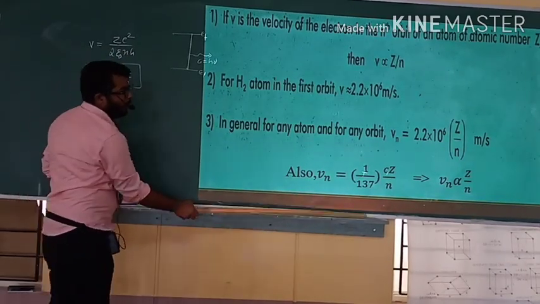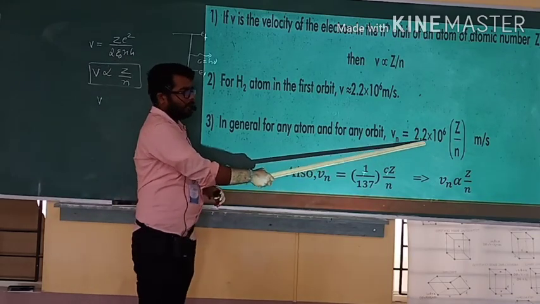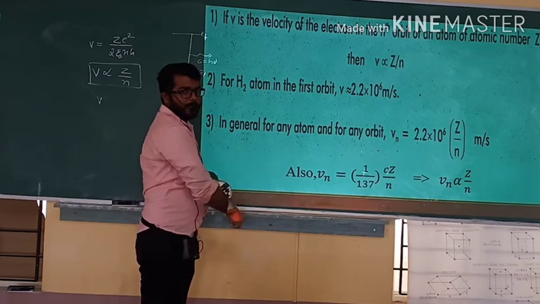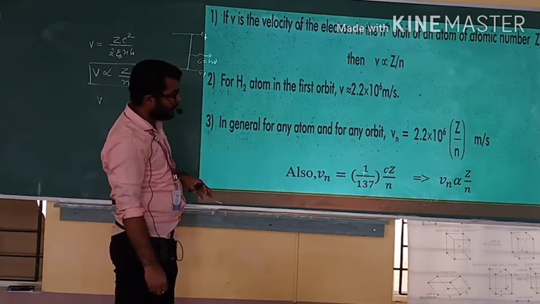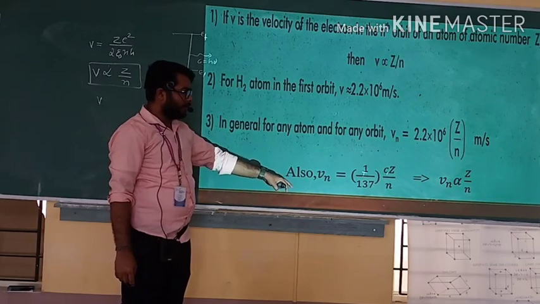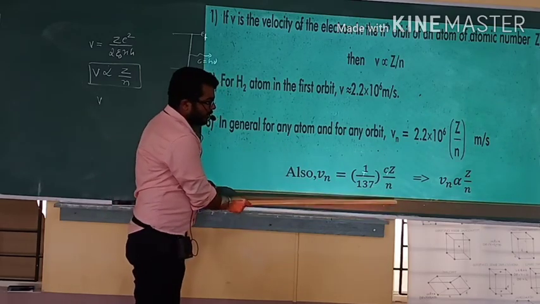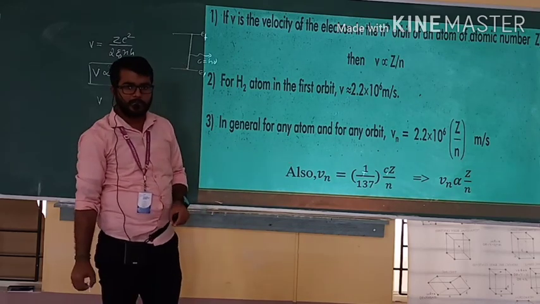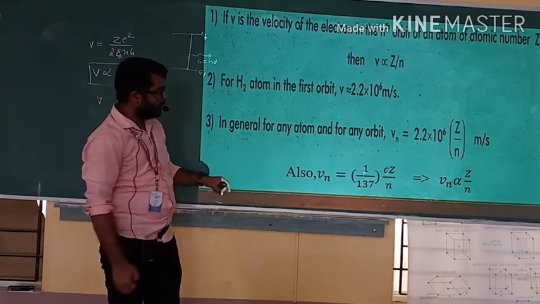So here you can see vn is equal to 2.2 into 10 to the power of 6 into z divided by n meter per second. Or in further, if you multiply here c, then you can get vn is equal to 1 divided by 137 into c z divided by n. So this is the constant.